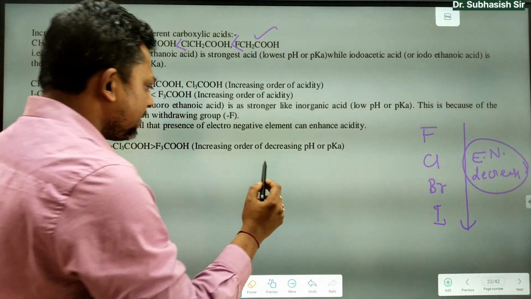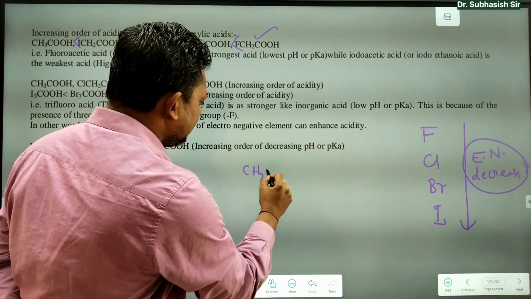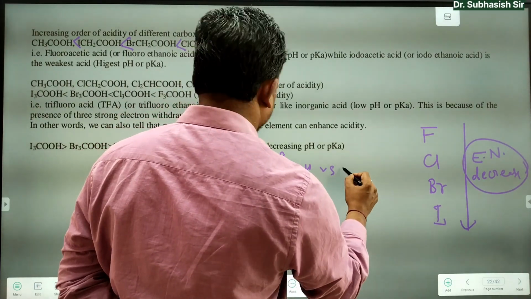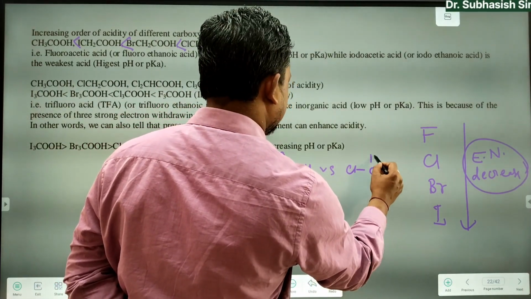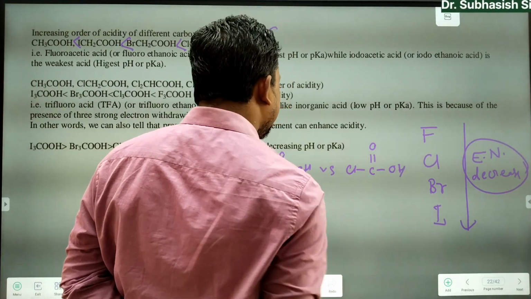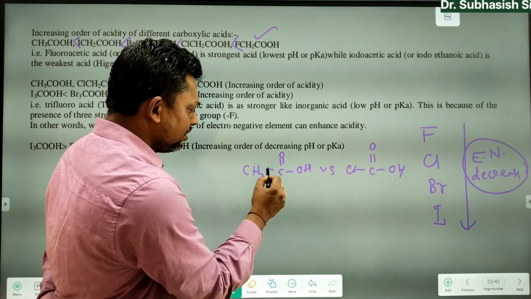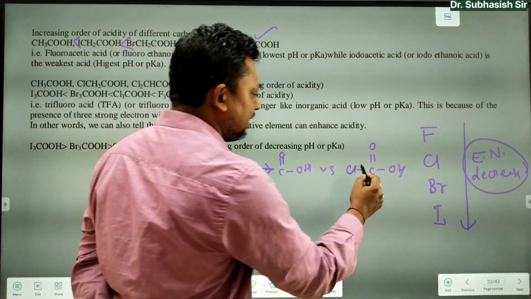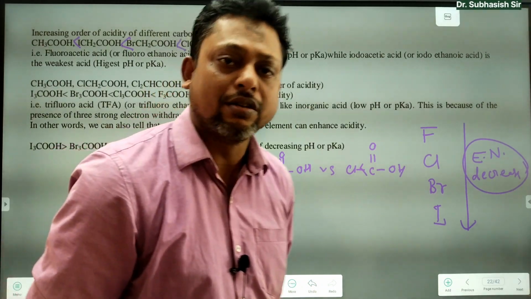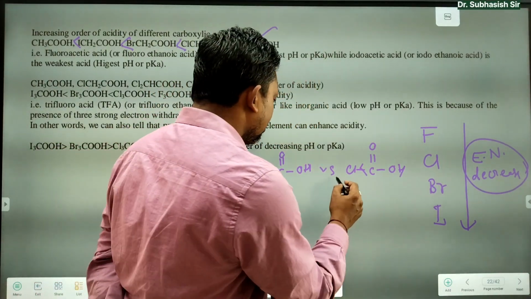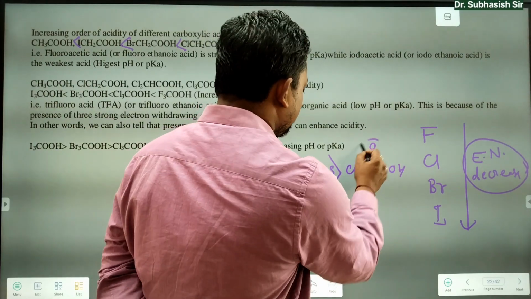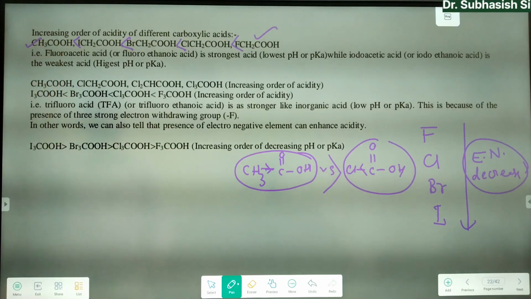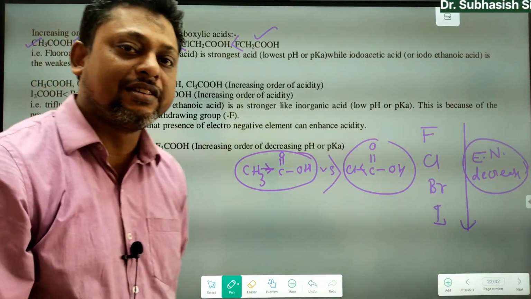Now how can we compare CH3COOH versus chloroacetic acid? As I already discussed with you, a plus I effect producing group, that is an alkyl group, can decrease acidity, while a minus I effect producing group, that is chlorine, can increase acidity. So chloroacetic acid will be a much stronger acid as compared to acetic acid. That's why I have kept acetic acid at first, and this is called increasing order.